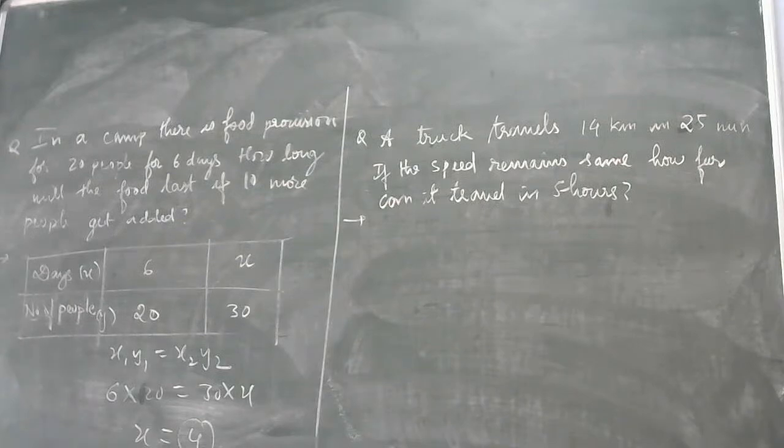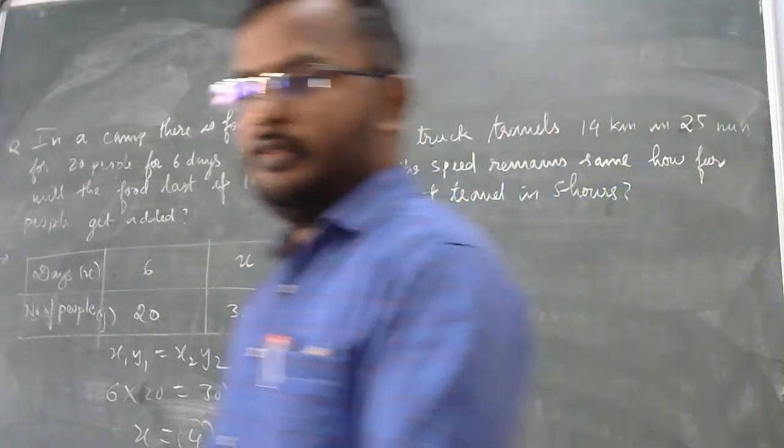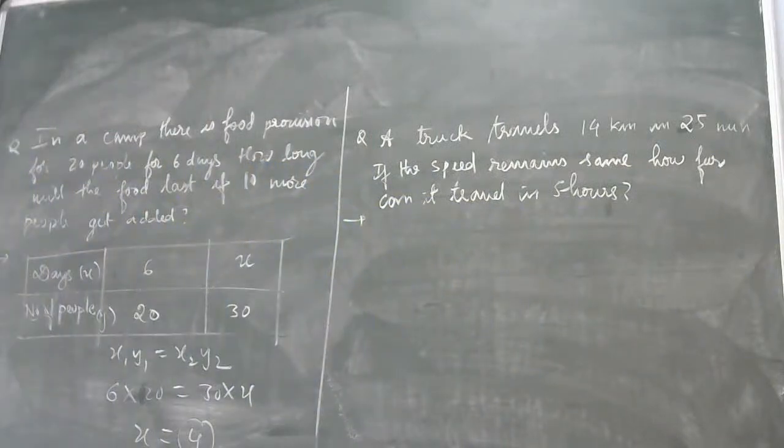So make the column and find how much distance it will cover in 5 hours. One is in hours, another one is in minutes. So convert everything into minutes, because if you convert 25 minutes into hours, it will come in fraction. So better you convert the hours into minutes. 14 kilometers. What hours?